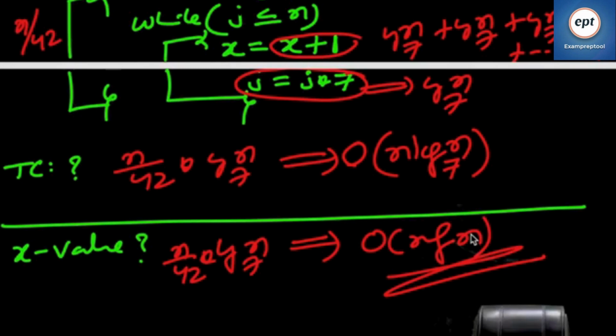First time log n base 7 for the x value, second I value again log n base 7, third I value again log n base 7, like that how many times? N by 42 times, n by 42 times log n. Please verify. If I am wrong, please let me know.